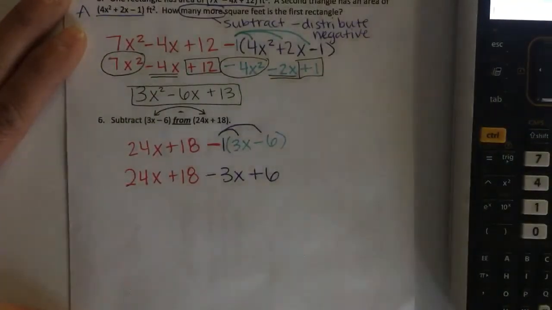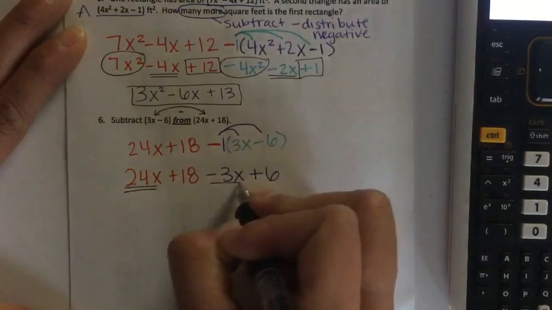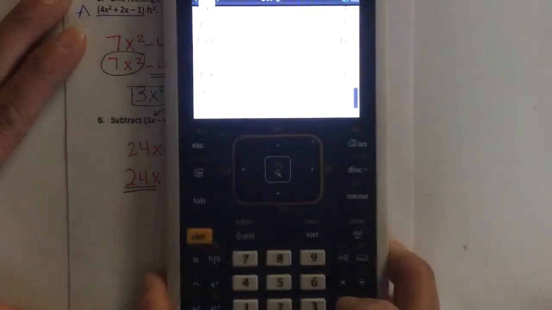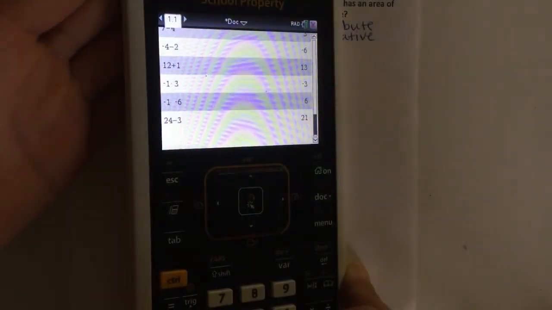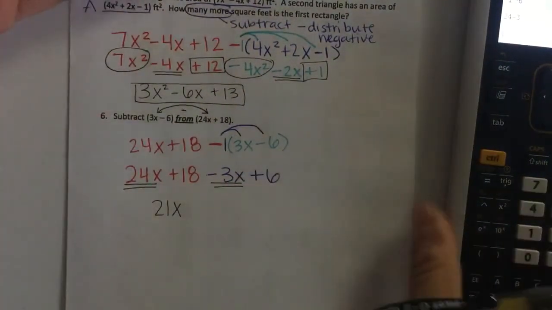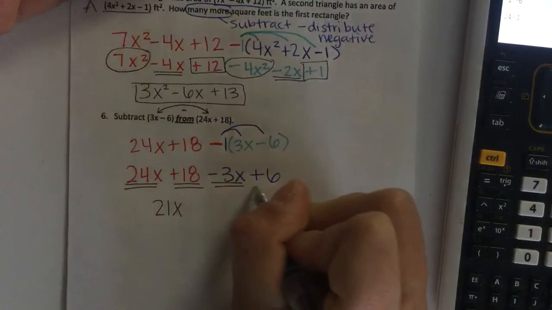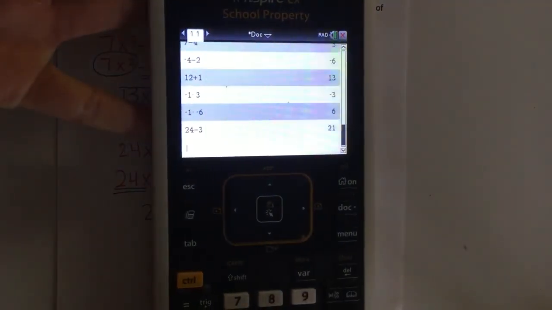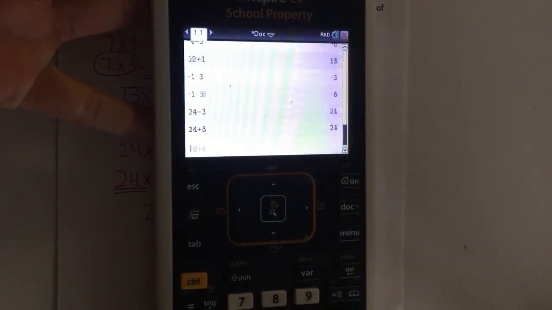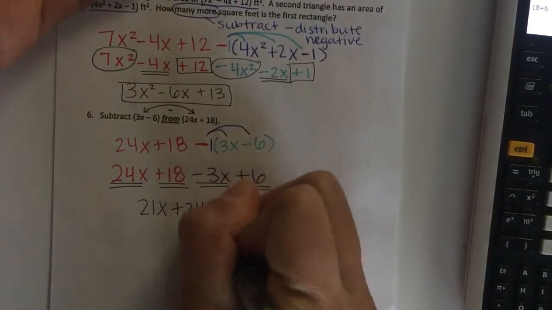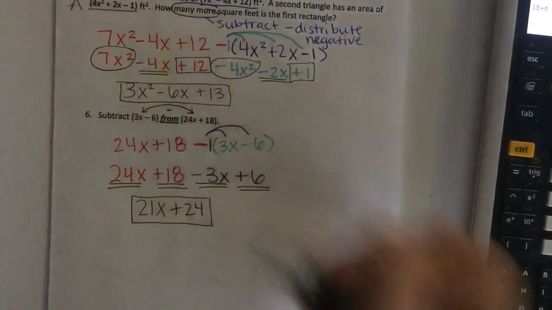Now, last, you combine your like terms. 24 minus 3, literally in the calculator, you're taking 24 minus 3, 21. So 21x. Now you're taking 18 plus 6, so you type that in your calculator. 18 plus 6, 24. So plus 24. And you're done.